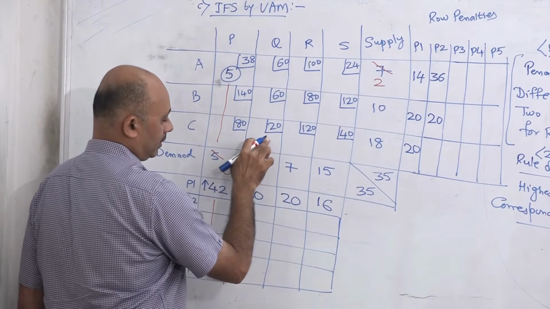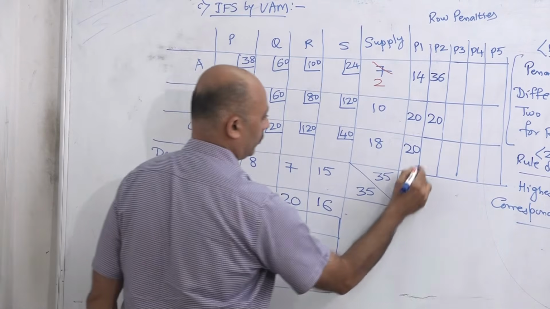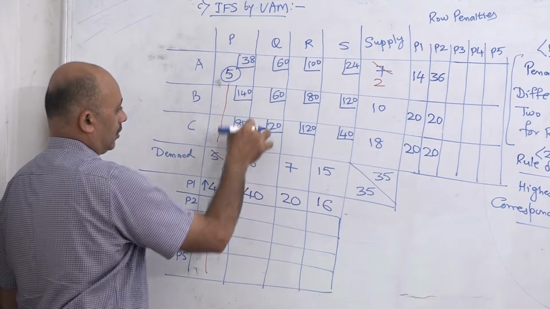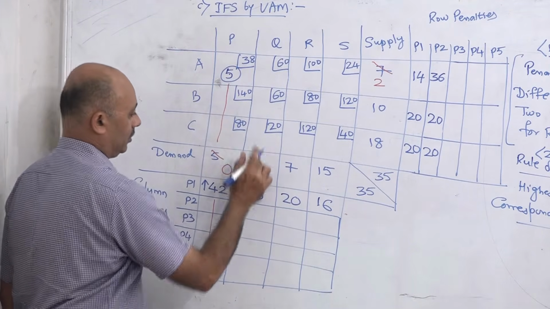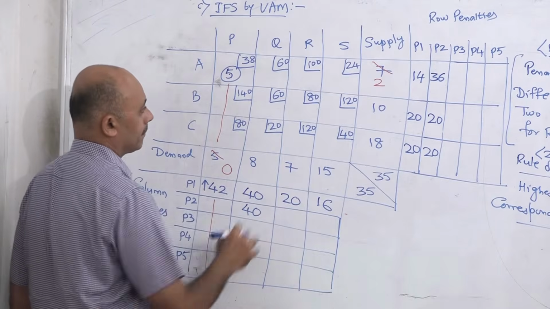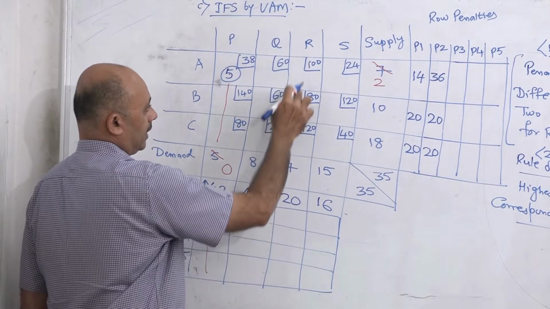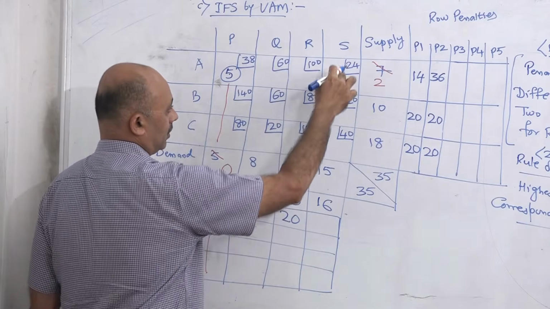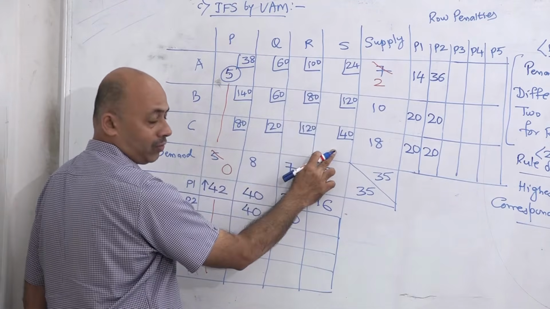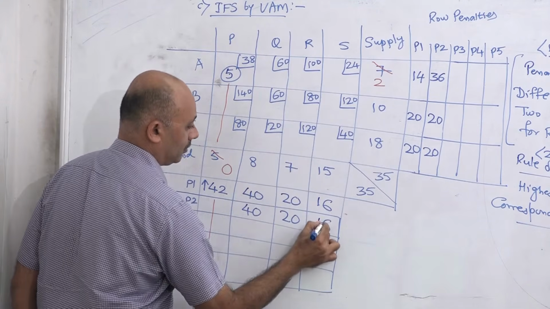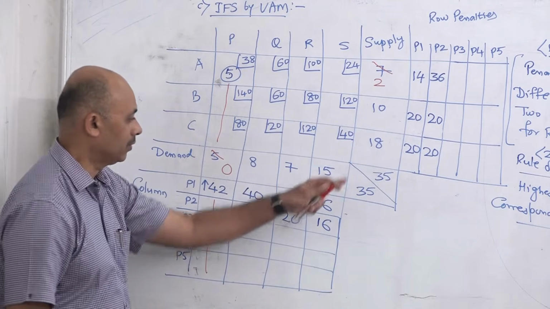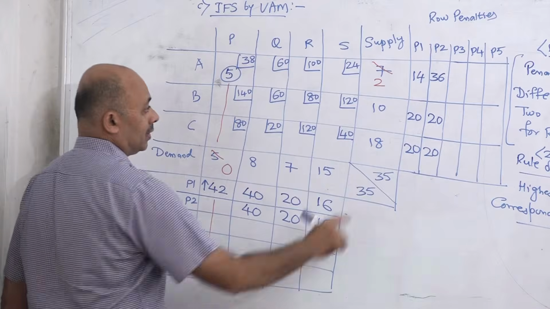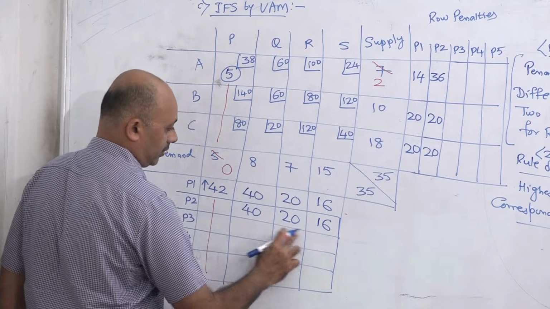C, minimum 20, next is 40. So 20, 40, so difference is 20. Now vertically, 20 minimum and 60, so penalty is now 40. Here, 80 and 100, difference is 20, so penalty is 20. And last, minimum 24, next is 40, so 40 minus 24 is 16. So now these are our second round of penalties, and now again we will follow the same rule. 36, 20, 20, 40, 20, 16.